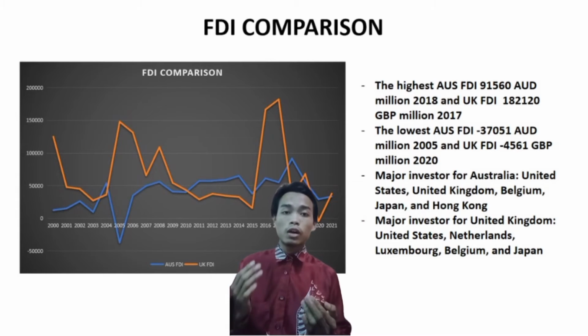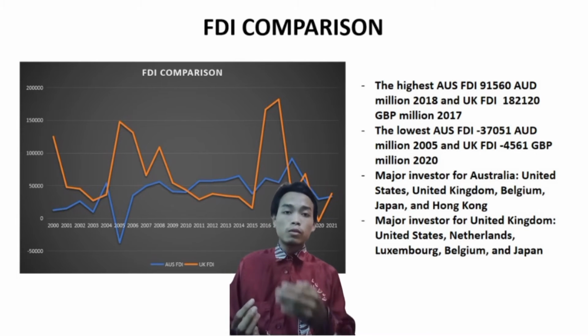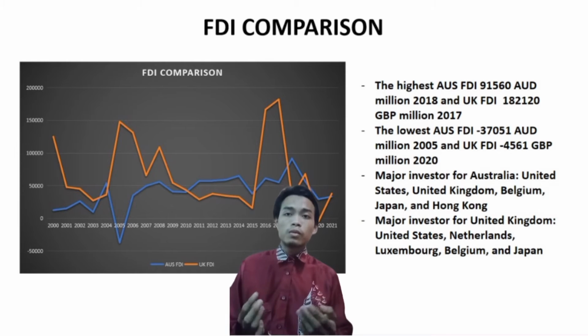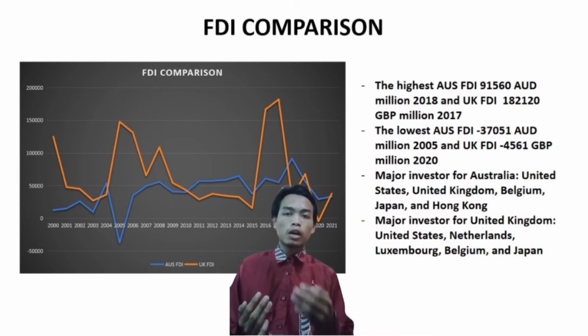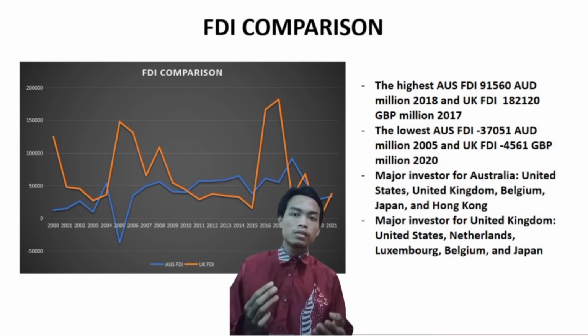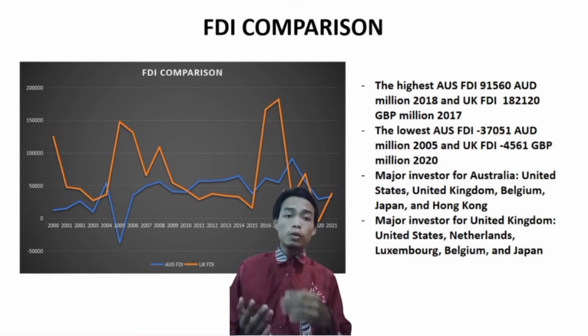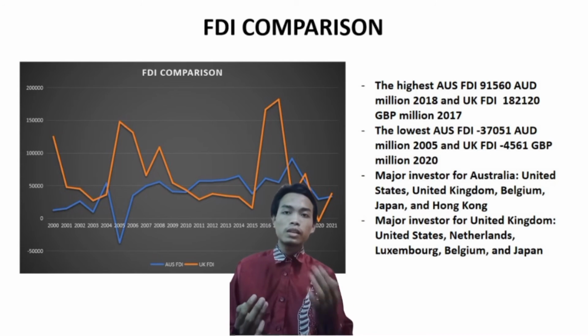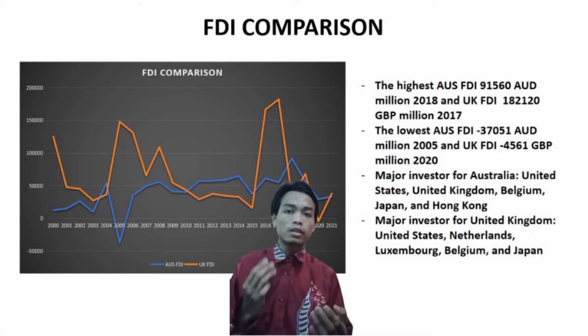The graph shows the FDI comparison between Australia and the United Kingdom. The highest FDI for Australia was recorded in 2018, which is 91,560 Australian million, and the highest UK FDI was recorded in 2017, which is 182,120. The lowest FDI for Australia was recorded in 2005, which is negative 3,751 million. The lowest UK FDI was recorded in 2020, which is negative 4,561 million.